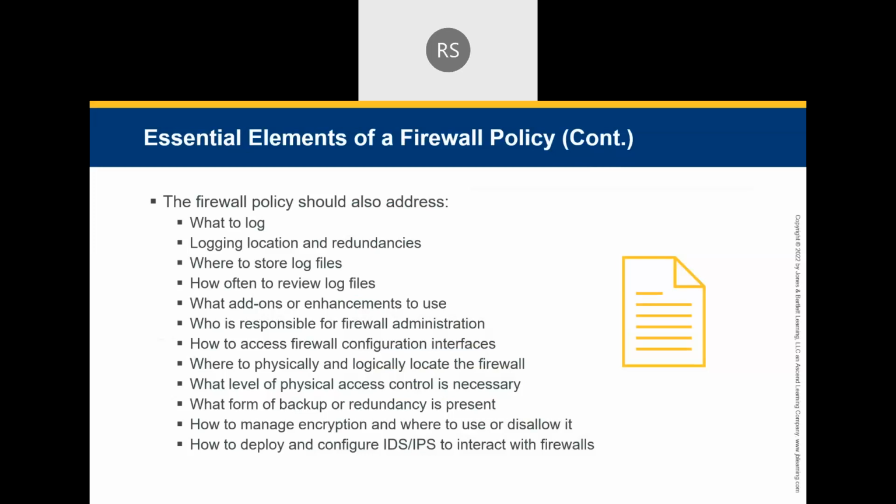Backup and redundancy measures. Once again, you want to detail how that firewall configuration should be backed up and the frequency of the backup procedures, and also once again address any redundancy issues that need to happen to ensure that the firewall is continuously available. You also want your policy to address how to manage encryption and where to use it or disallow it. And then the IDS, IPS, how you will deploy and configure those to interact with your firewalls.